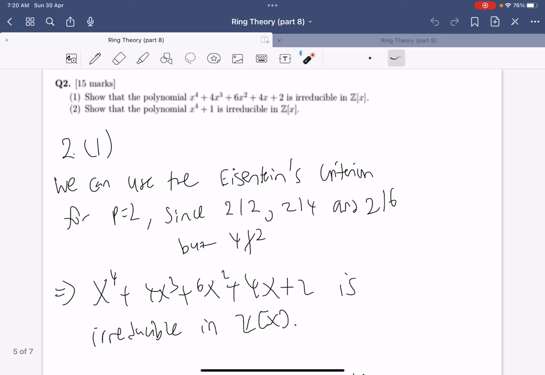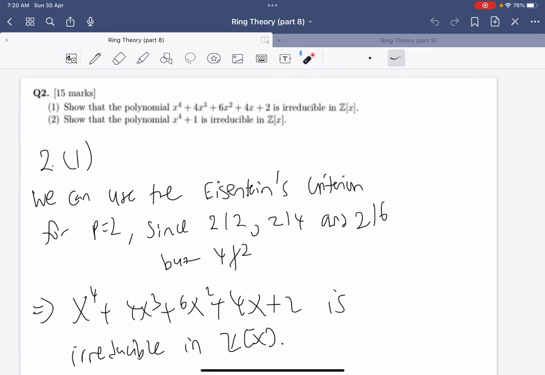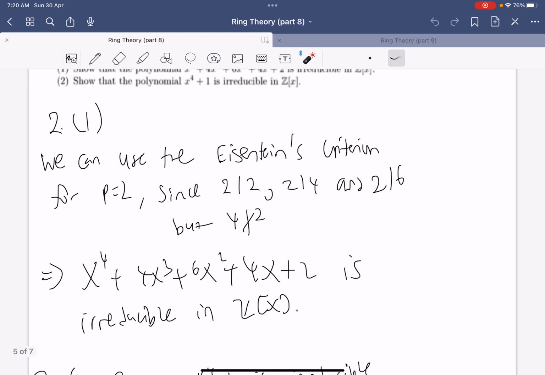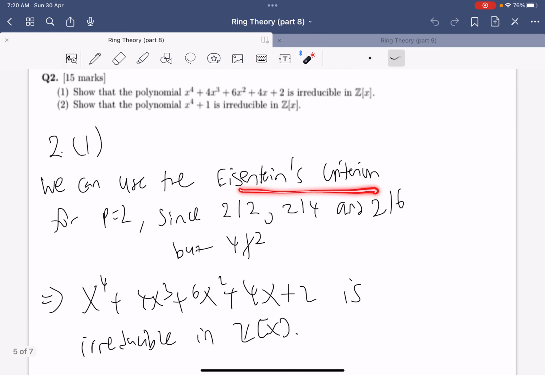So let's take a look at some examples to help us, and we'll show that this polynomial is irreducible in the integer coefficient polynomial ring. We just need to use the Eisenstein criterion for p equals 2. Then we see these coefficients are all divisible by 2, but 4 doesn't divide 2, and we're done.